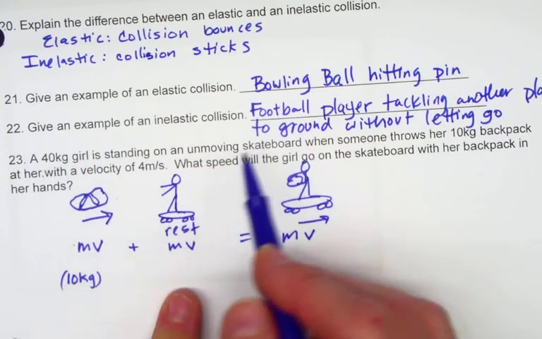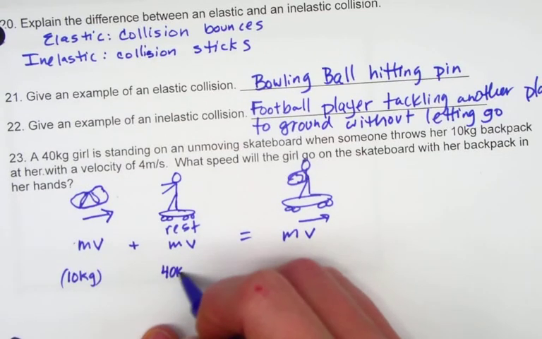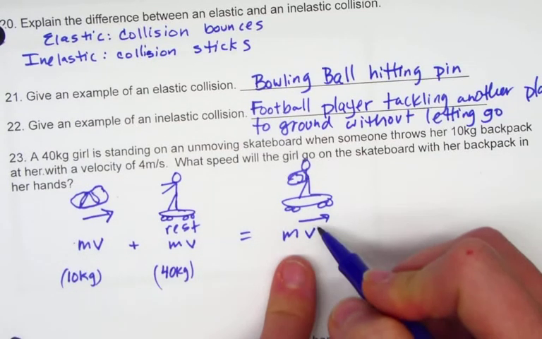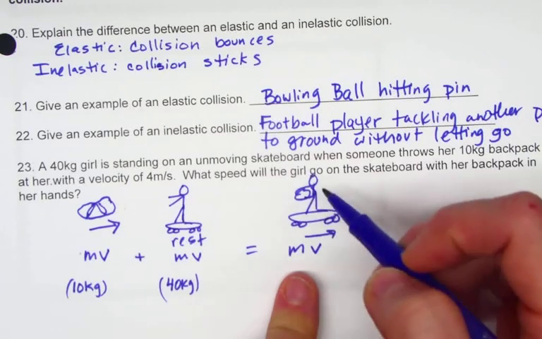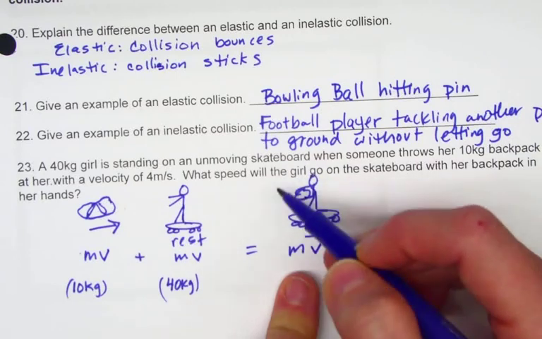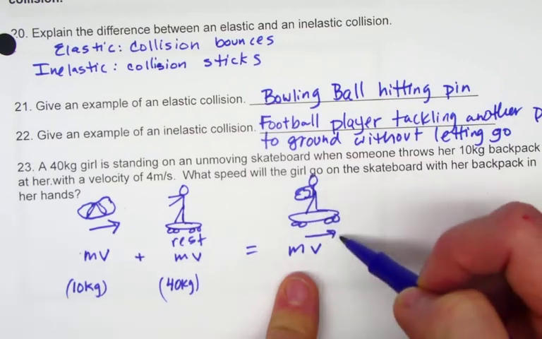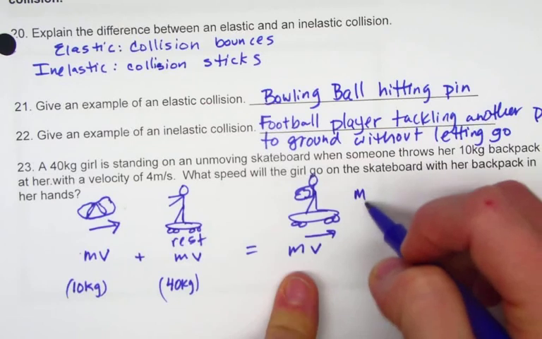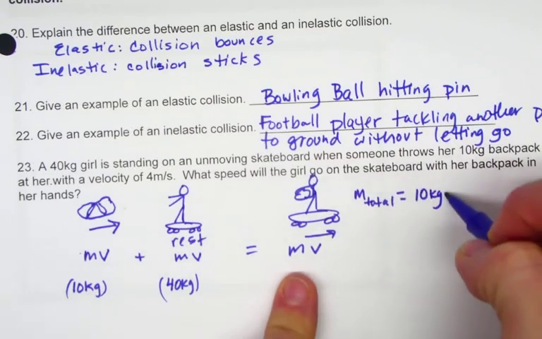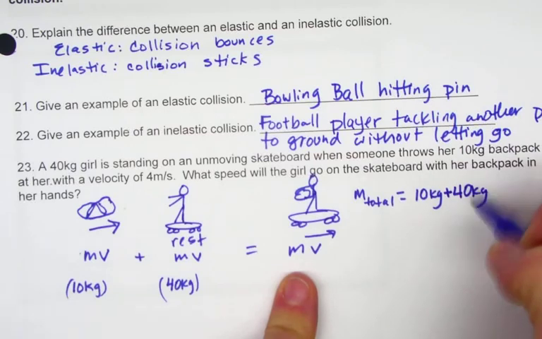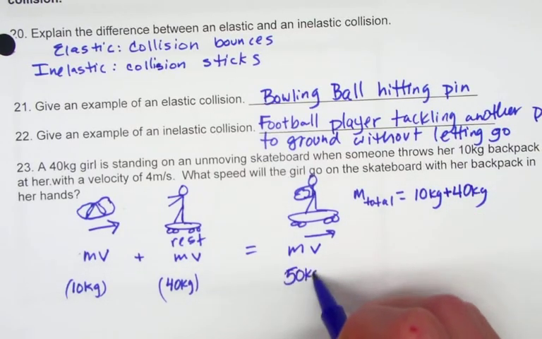Since they only say 40 kilograms, we're going to assume that the skateboard is included in that weight. So that's 40 kilograms. Over here, however, notice I have the mass of the skateboard and the backpack, which means I need the total mass. So if we put the girl with the backpack and the skateboard onto a scale, then the mass is going to be the sum. So that's going to be 10 kilograms plus 40 kilograms. This is the total mass. So the total mass is 50 kilograms.